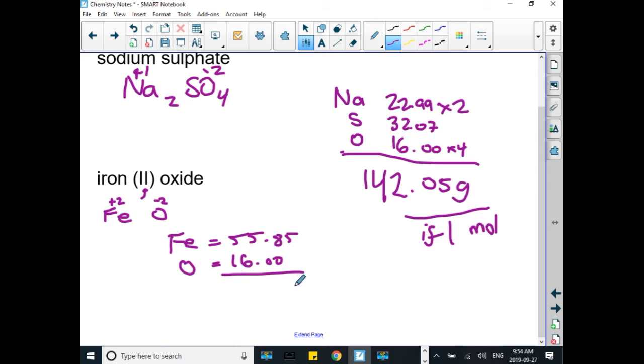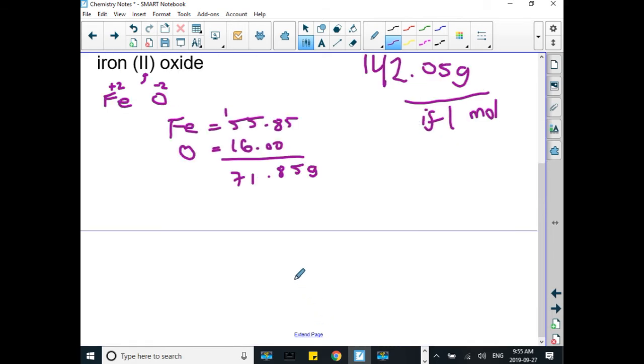So put those two things together, and I can do this in my head. I don't think I need a calculator. That's an 8, that's a 5, that's a 1, carry the 1. It weighs on average 71.85. And here's how we usually write that. We write it as 71.85 grams in a mole. You still with me? Okay.